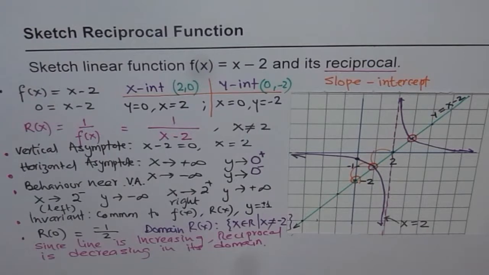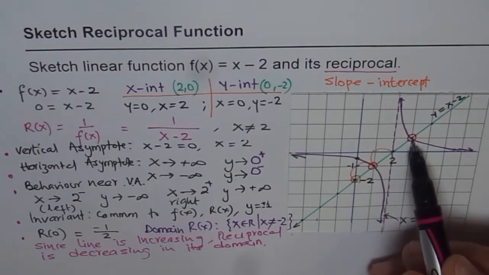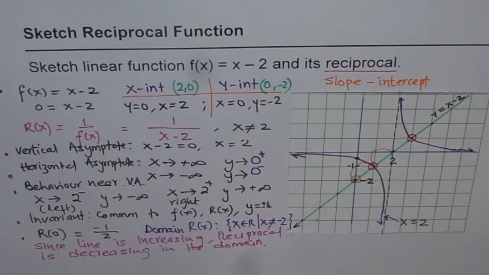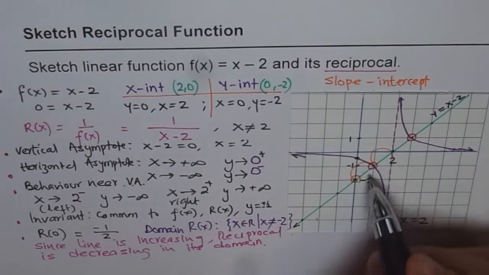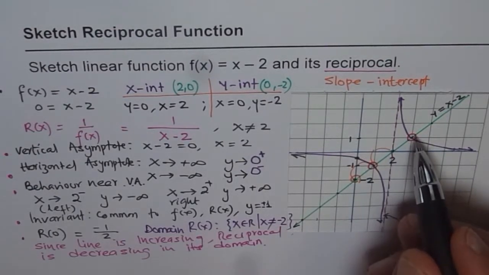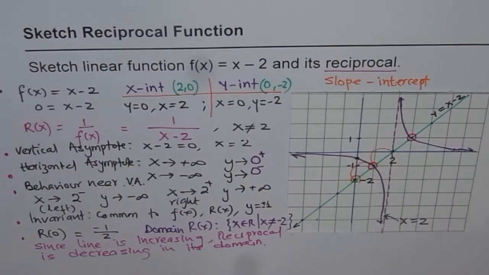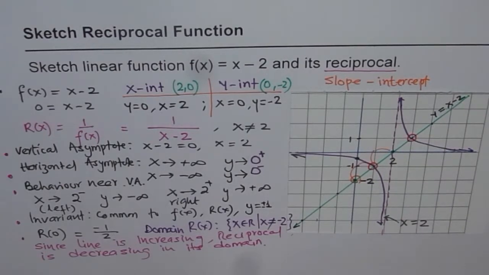And second, you have invariant points. Invariant points are points where the y value is plus 1 or minus 1, right? So at both these points, these points are common to both the graphs of the function and of the reciprocal function. So I think that completes the sketch of a reciprocal function.